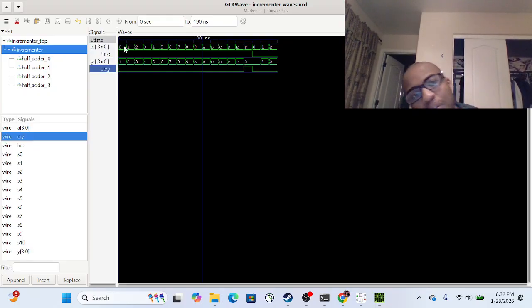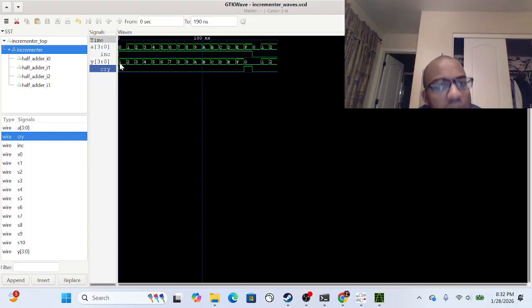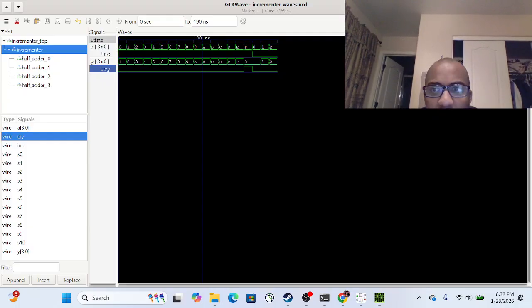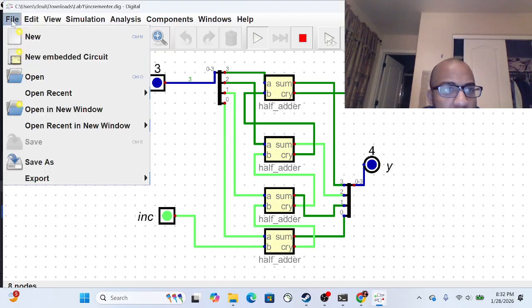obviously as shown for the behavior, A3 is the input, Y3 is the output, and the increment is always on. While the incrementer is on, it increments the value by 1: 0 to 1, 1 to 2, 2 to 3, and so on. And now to move on to the half adder.